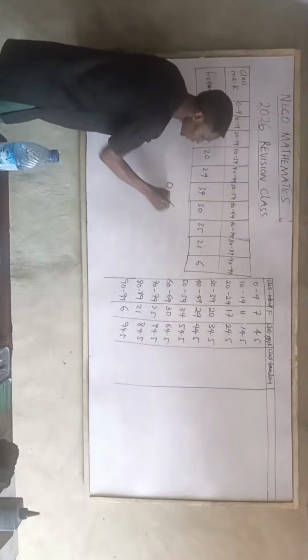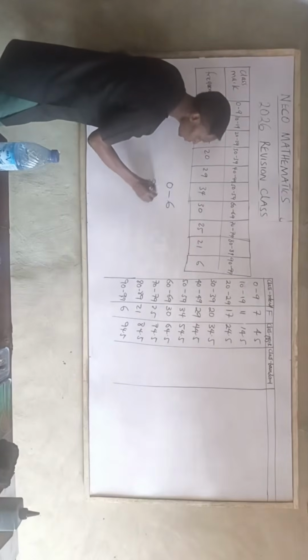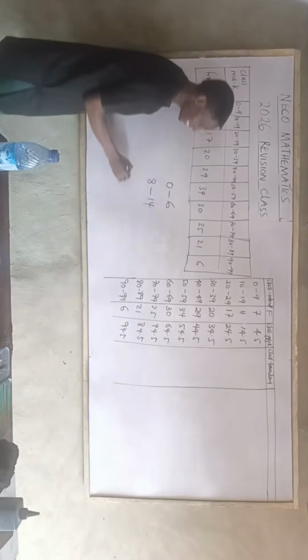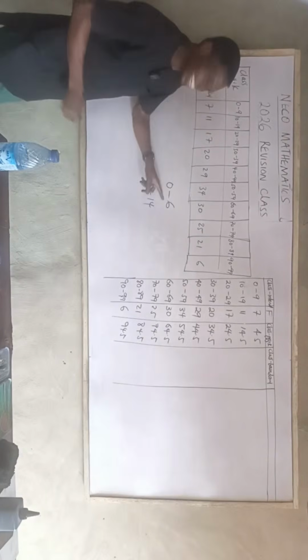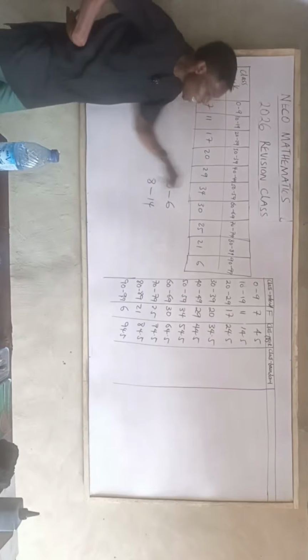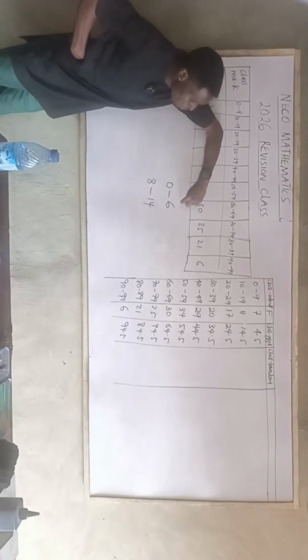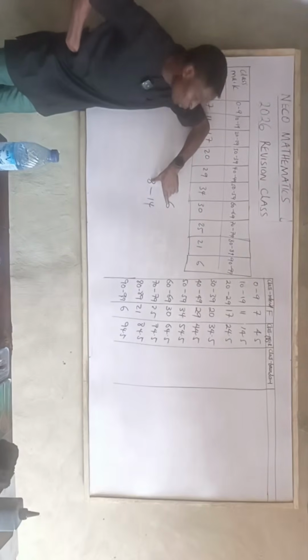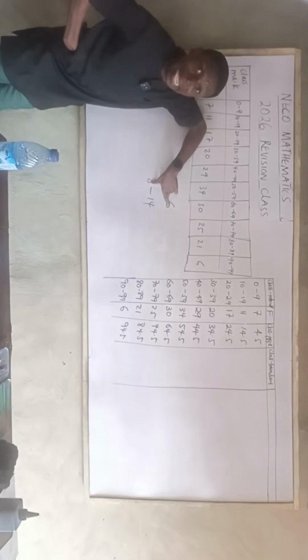But perhaps you have the interval to be something like this, 0 to 6, and here is 8 to 14. Now here, it won't be good if you say subtract 0.5, add it here, because the difference between this number here and this number here is 2. So in this case, you will say 2 divided by 2.